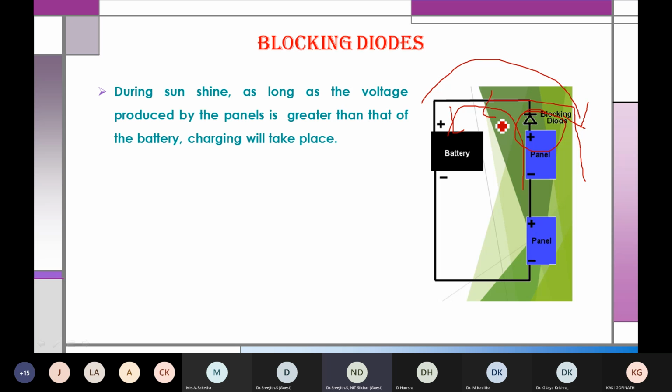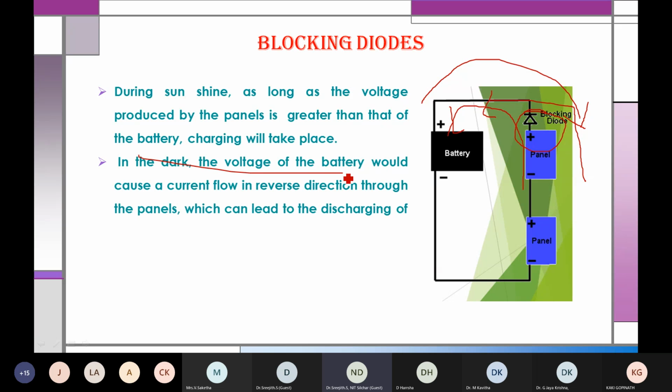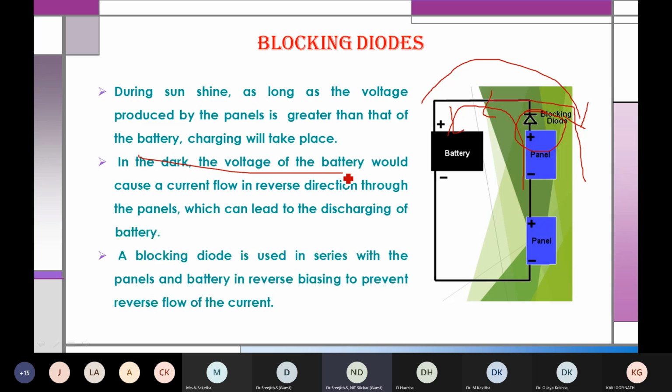During sunshine, as long as the voltage produced by the panel is greater than the battery voltage, charging will take place. That is the usual thing. At dark, when there is no sunlight, current would flow in the reverse direction, which leads to discharging of the battery. In order to avoid that, we have a blocking diode connected in series. The diode will conduct in only one direction, from the panel to the battery. That is the function of the blocking diode.